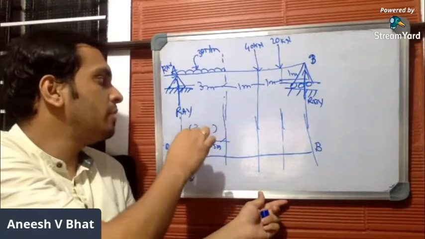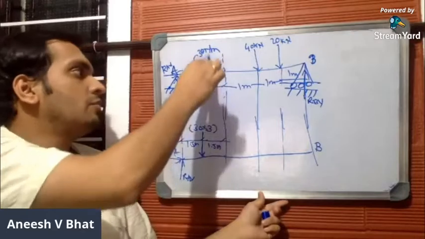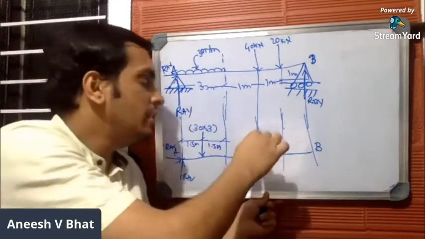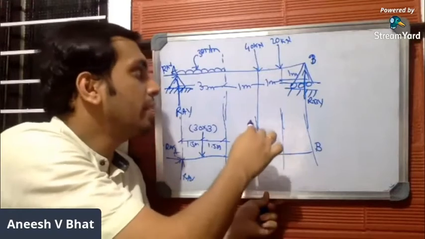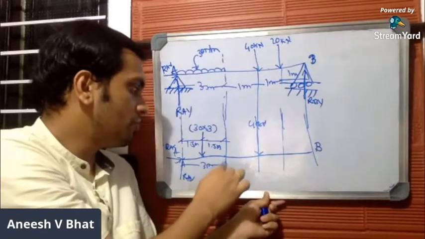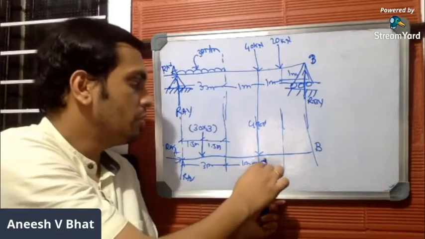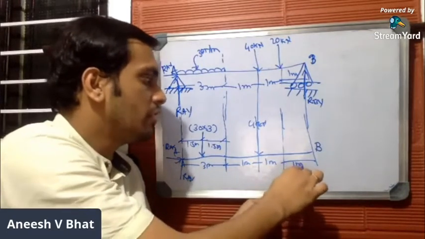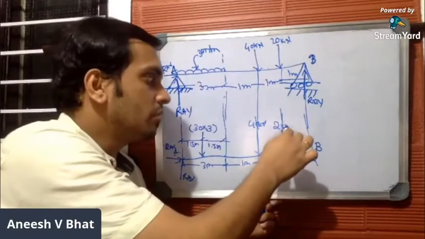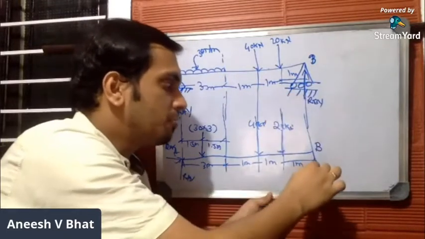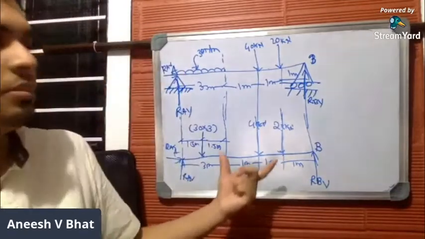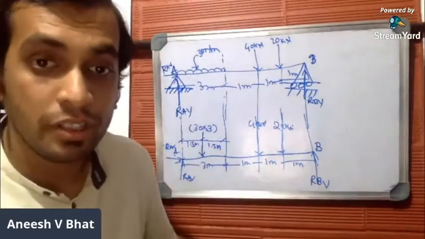And the magnitude will be 30 into 3. 30 is the rate of load distribution, 3 is the span, W into L. And here we already have a point load of magnitude 40 kilonewton. This distance will be 3 meters. This will be 1 meter, 1 and 1. You have 40 and you have another load of 20 kilonewton already given here. And when we come to this particular point B, RBY will be the support reaction. So this is the point load drawing, what we draw in step number 2.